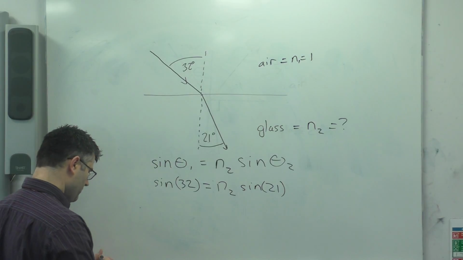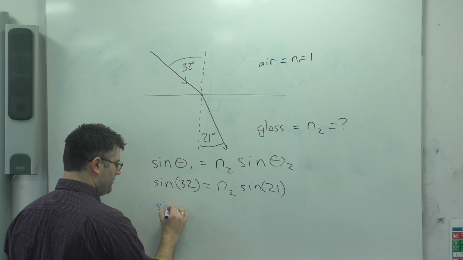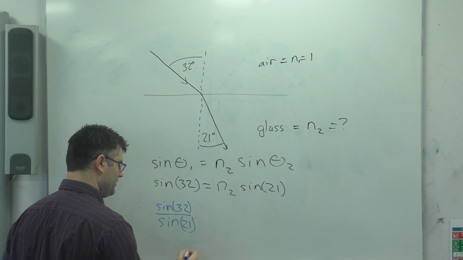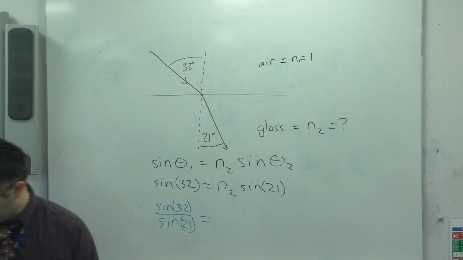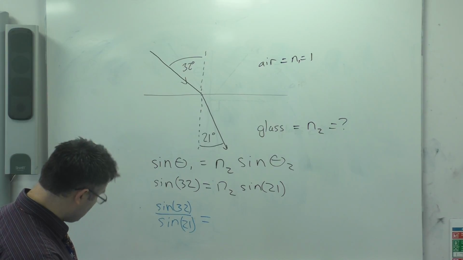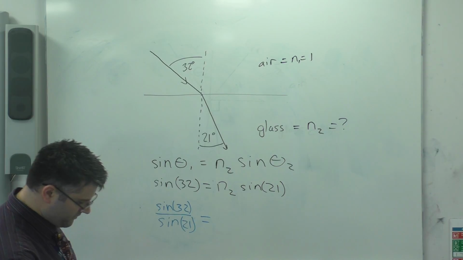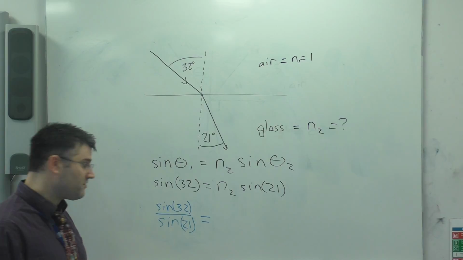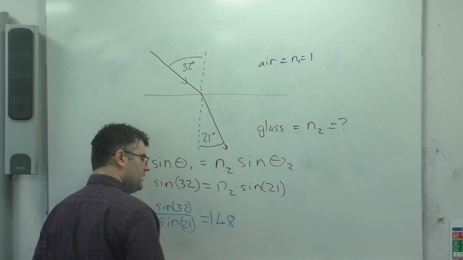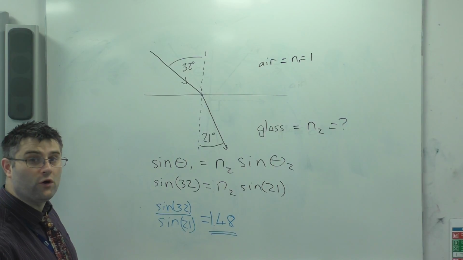Rearranged, that's going to give you sine 32 divided by sine 21, which we'll work out in our calculator. So sine of 32 divided by sine of 21. That gives you an answer of 1.4787, which is basically 1.48. Okay, so that is the refractive index of the glass block, 1.48.